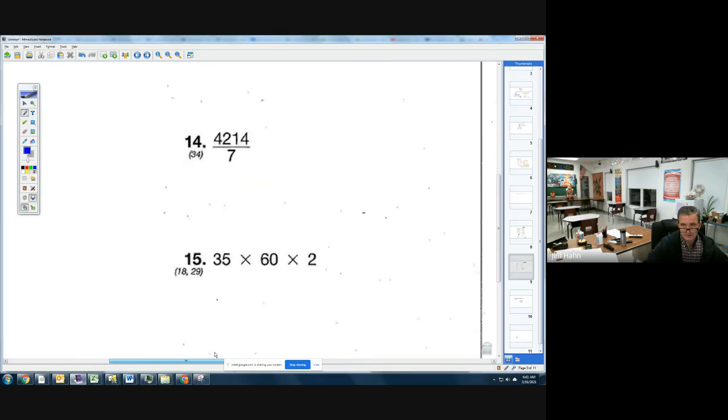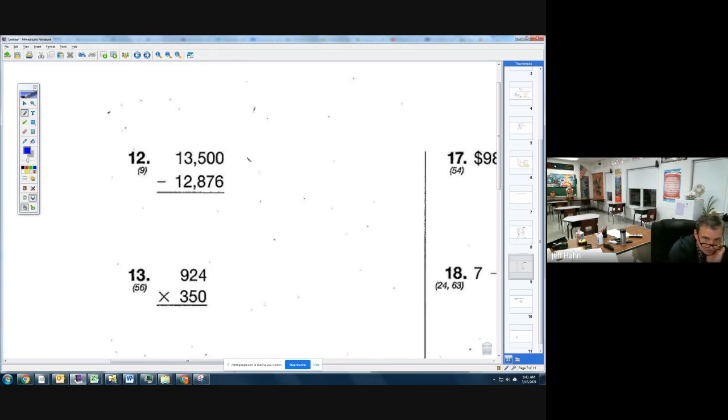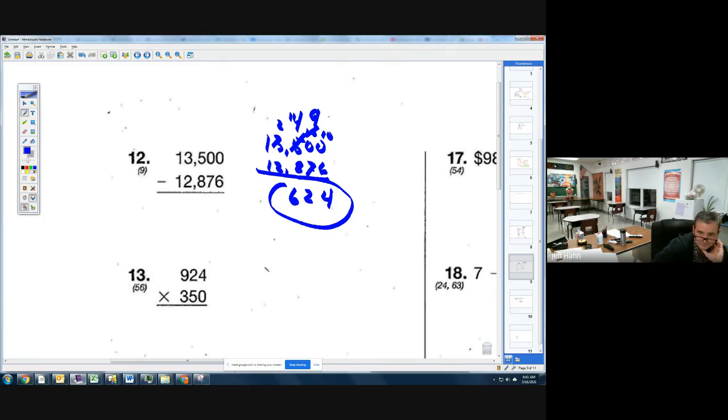Now we can forge on to problem number 12. Problem number 12 is a subtraction problem, and I will rewrite it rather than trying to do it on that small piece right there. 12,876. Do some borrowing. This becomes a 10, which becomes a 9. This becomes a 10. 6 from 10 is 4. 7 from 9 is 2. 8 from 14 is 6. And I have nothing left, so it's just simply 624.